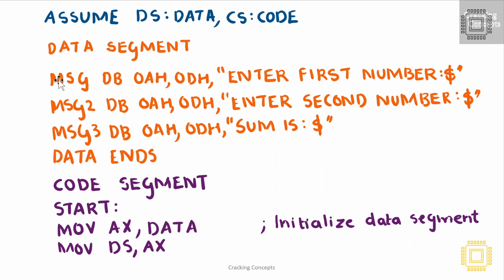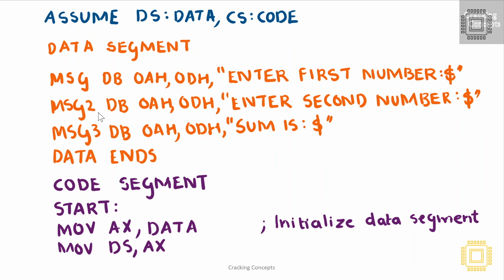I'm giving the first one the name MSG. I'm defining it as a byte, so define byte. Then I give the values 0AH and 0DH. 0AH stands for line feed and 0DH stands for carriage return. So after executing this in combination, the cursor moves to the beginning of the next line, comma, the string to be displayed. And at the end of the string, a dollar sign is added.